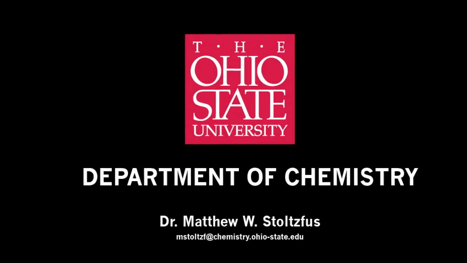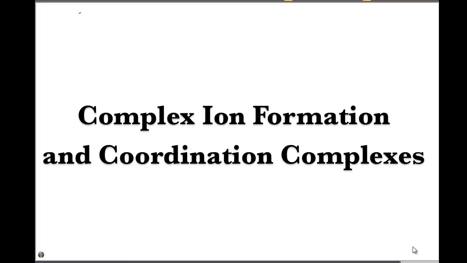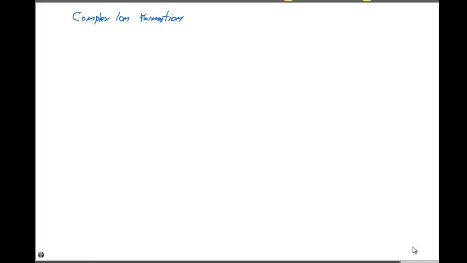So let's think a little bit about what happens in the next unit that we're going to look at, or the next effect on solubility, which is something called complex ion formation. Typically, these complex ions will involve either a transition metal, which is in the middle block of the periodic table, or one of the main group metals over here on the right, such as lead. There are some lead cases where we have these complex ions. So what is complex ion formation?